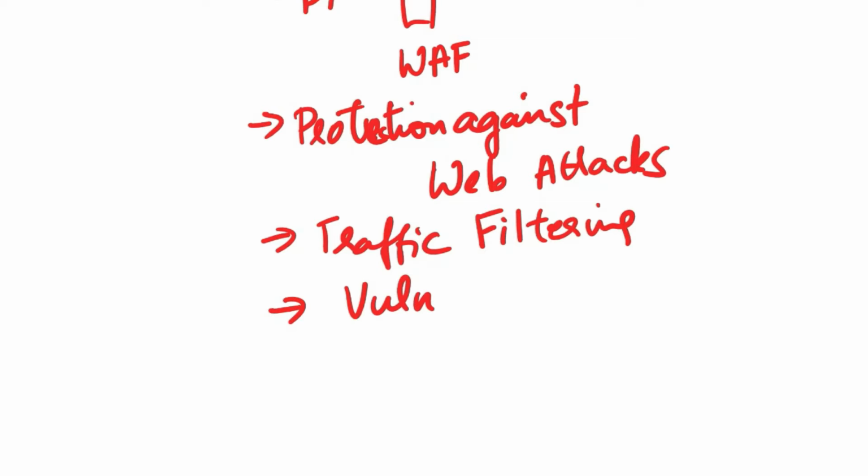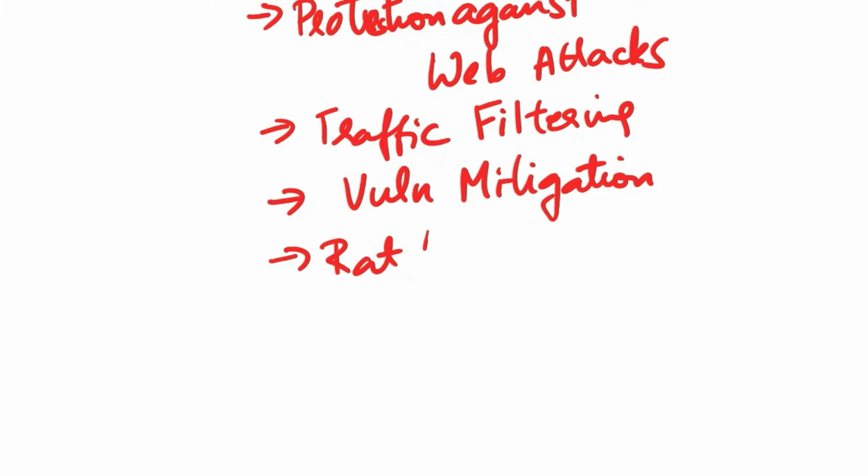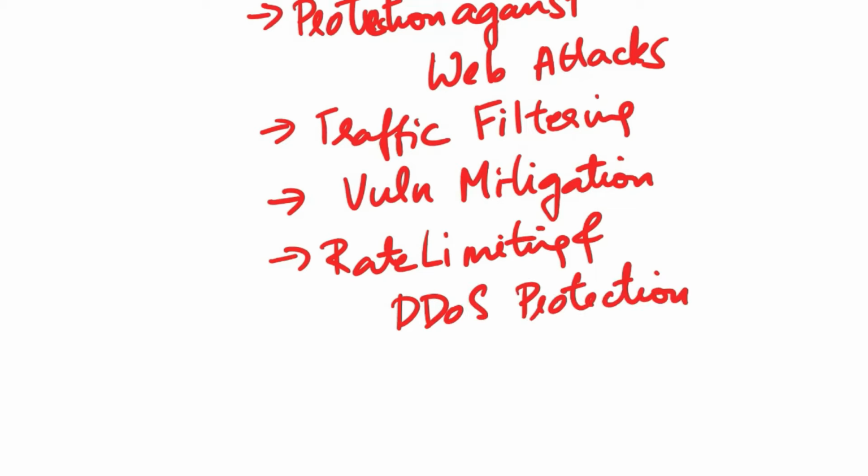Next is vulnerability mitigation. WAFs can identify and mitigate known vulnerabilities in web applications by blocking attacks that exploit these vulnerabilities. This helps protect applications even if they have unpatched security flaws. Next is rate limiting and DDoS protection. Many WAFs offer rate limiting and DDoS protection, that is distributed denial of service. They can detect and mitigate excessive or malicious traffic patterns. This helps prevent application downtime due to traffic spikes or malicious attacks.